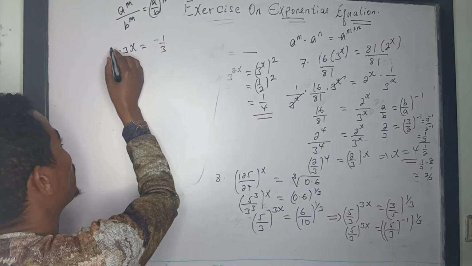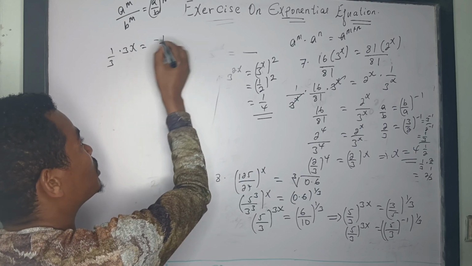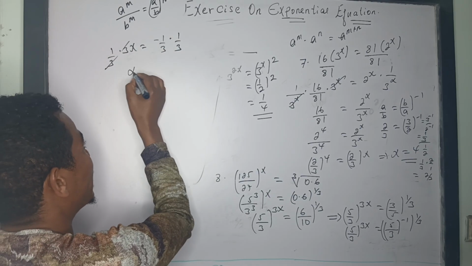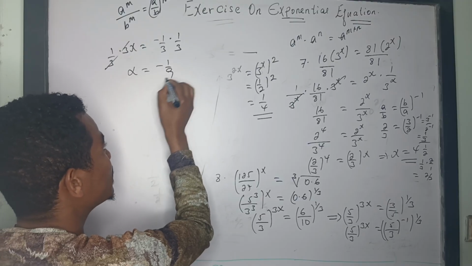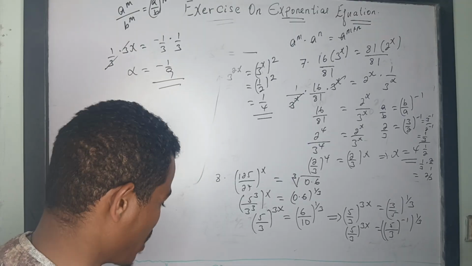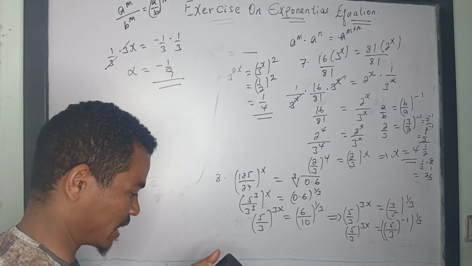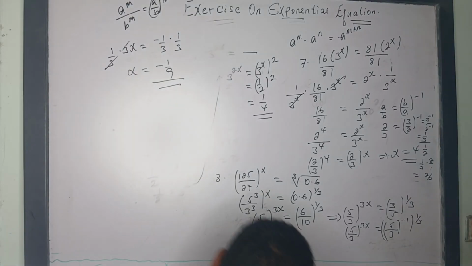Multiplying both sides by 1/3, the 3 cancels the 3, and x is equal to -1/9. So question number 8 is C, which is -1/9. Okay.